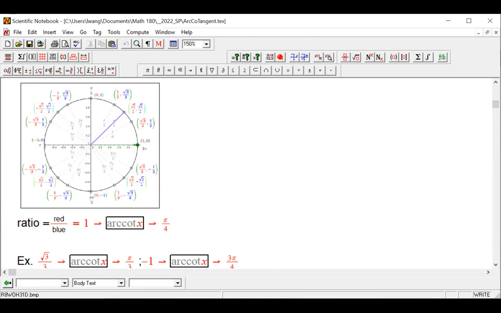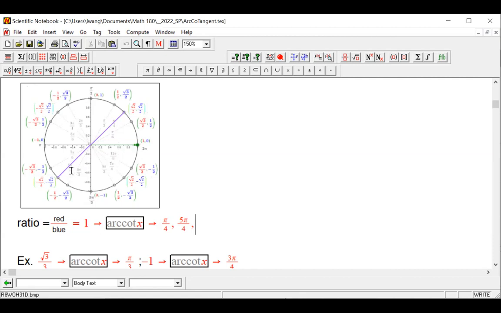But if I keep looking, I can find another red over blue ratio also equals to 1, which is negative root 2 over 2. This ratio is also equal to 1. And I found another number, and that is 5 pi/4. And what is more, I can get more because I can measure the angle on this terminal.